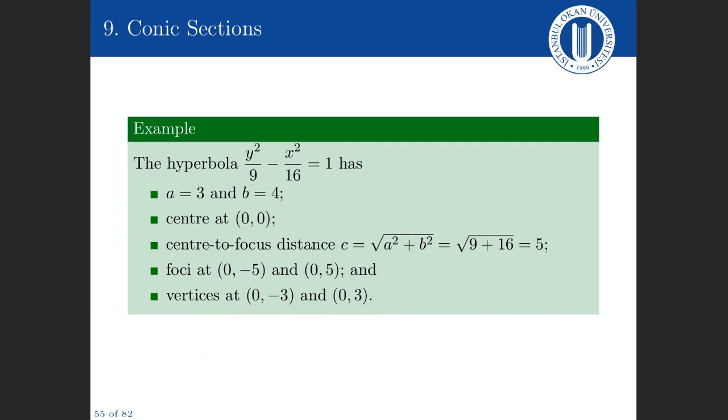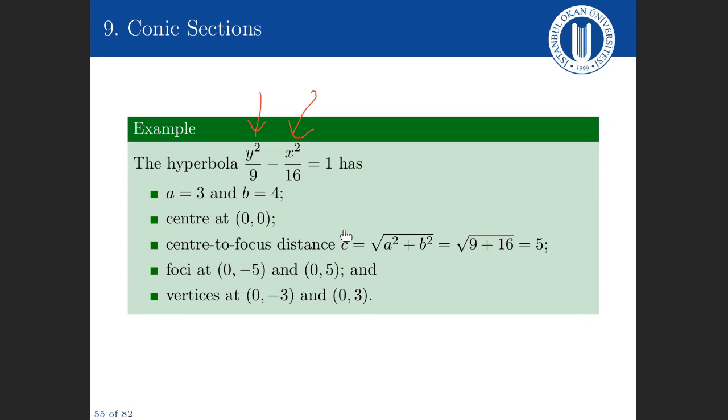Hyperbola y squared over 9 minus x squared over 16 is equal to 1. Now I have y in the first position, x in the second position. First number is a squared and the second number is b squared. Remember, it doesn't matter which one of these is bigger. For a hyperbola, the first one is a and the second one is b. So a is 3 and b is 4.